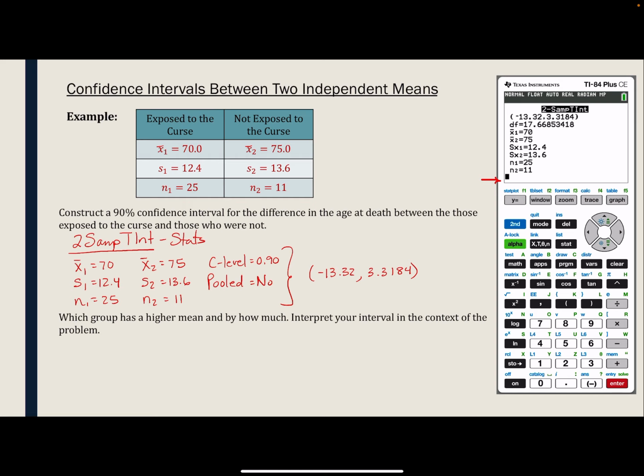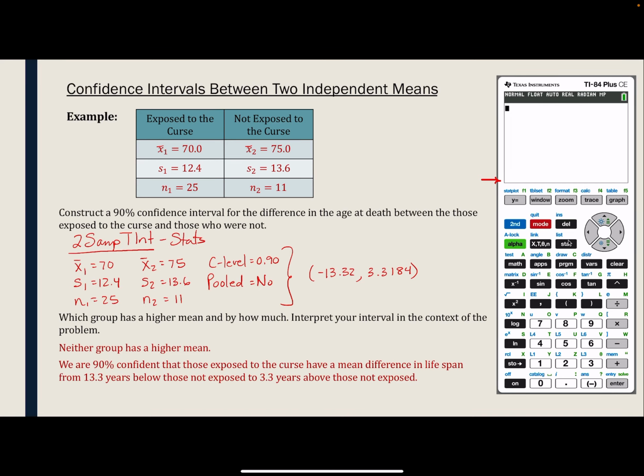But these are not percents. These are the differences between two means. So this is the difference in the ages. First, when it says which group has a higher mean and by how much, neither group has a higher mean. We've determined here that we don't have evidence that there's a difference between these means. And it's because 0 is in this interval. So we would say that neither group has a higher mean, right? We're also not going to talk about how much.